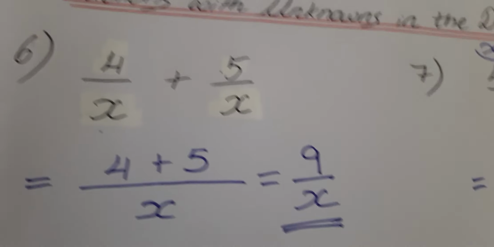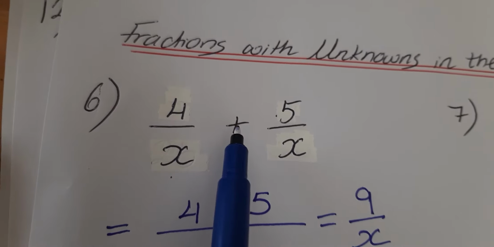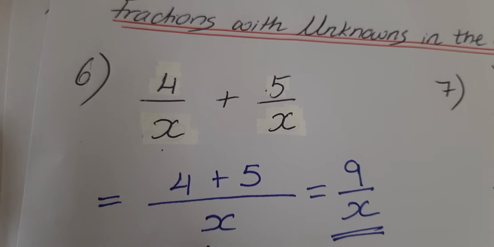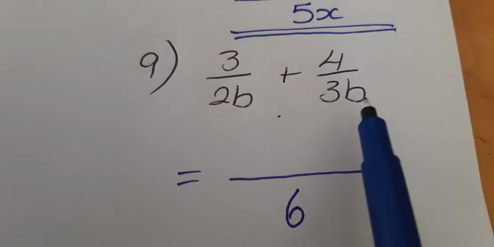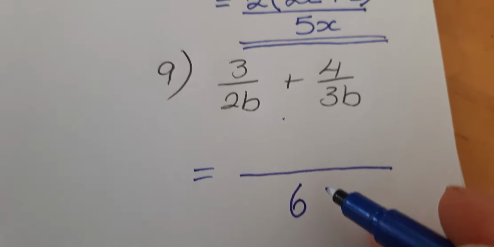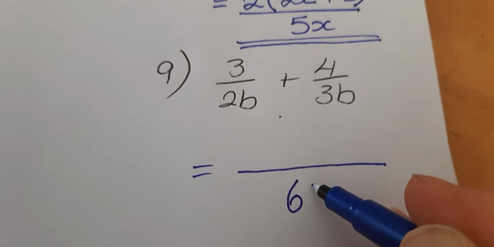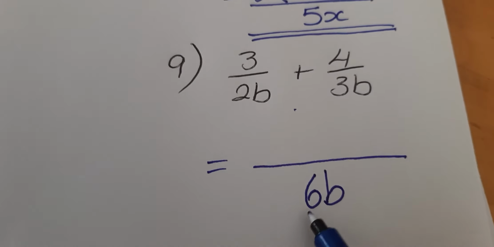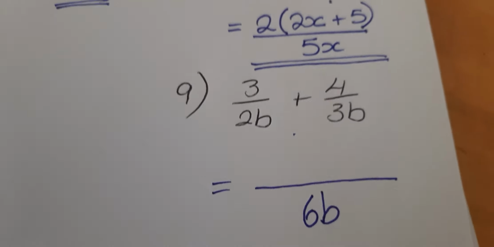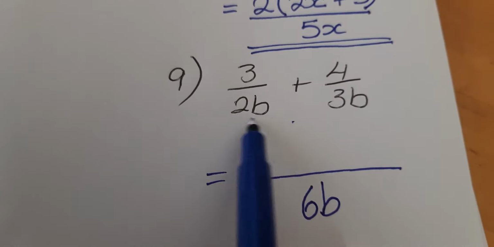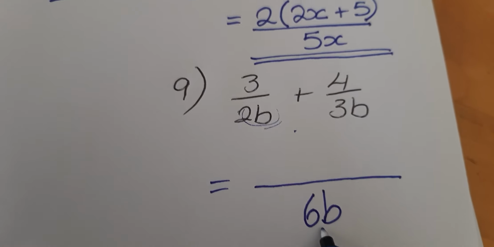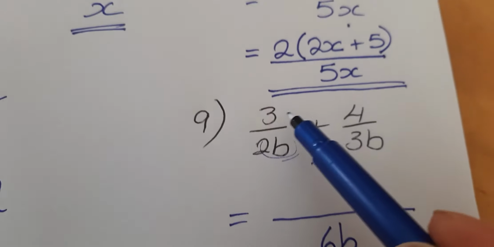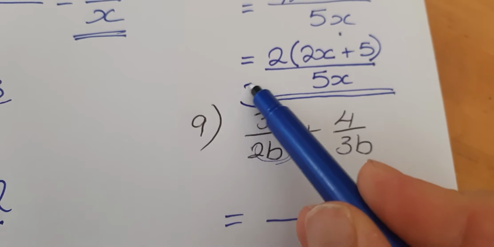Just like on the previous one where we had x and x, the lowest common denominator was x. The same here, b and b, so we can say the lowest common denominator as far as the letters are concerned is b. So my lowest common denominator is now 6b. What do I need to multiply the 2b by to end up with 6b? I multiply by 3.